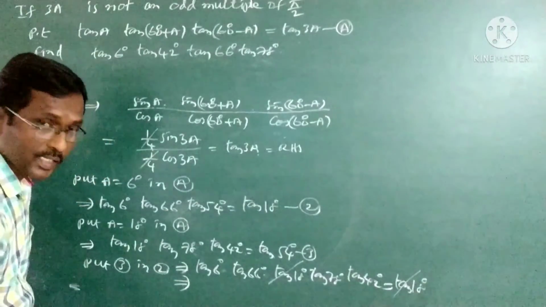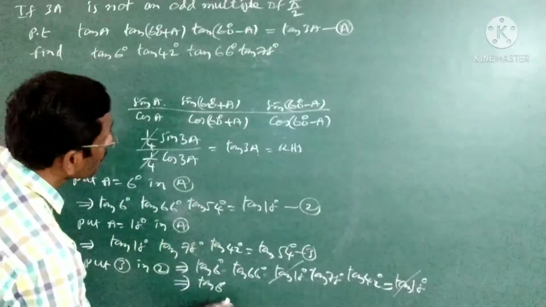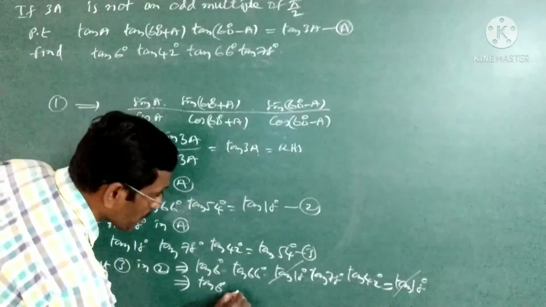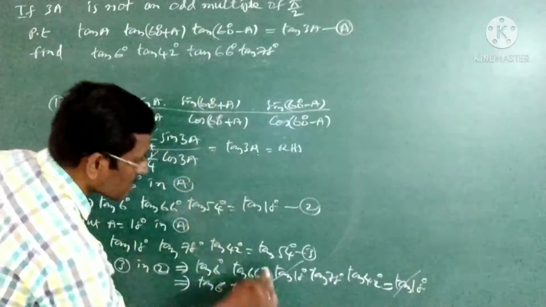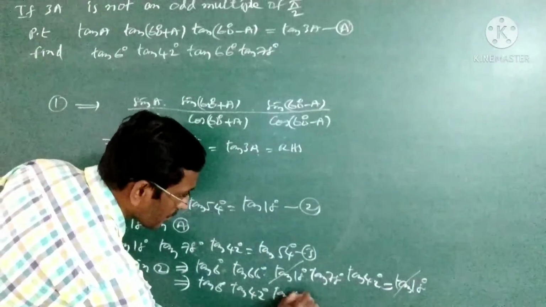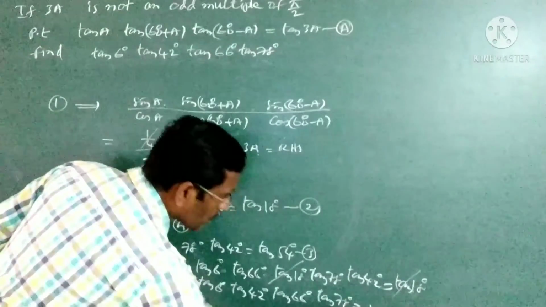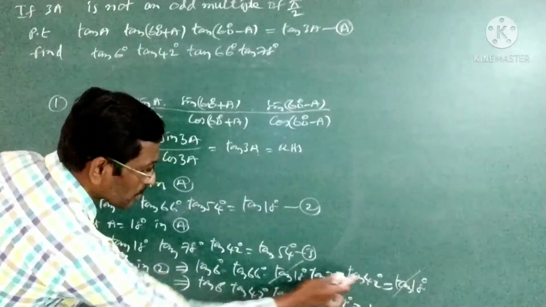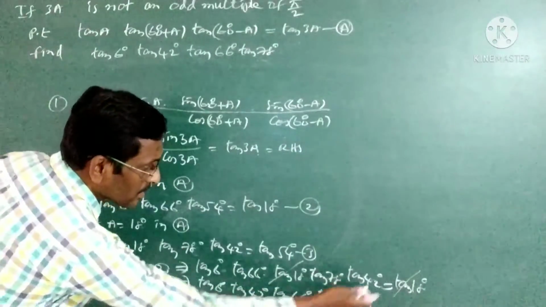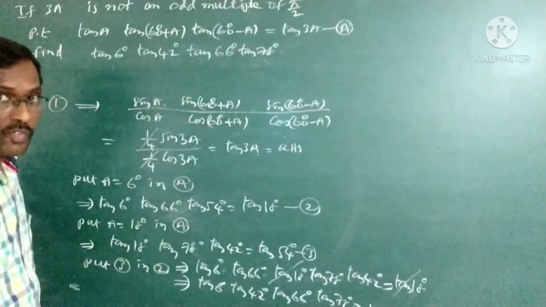This implies that tan 6 degrees, tan 42 degrees, tan 66 degrees, tan 78 degrees equals the value 1. All values we have: tan 6, tan 42, 66, 78. So no more value outside. So it equals 1. It is the solution for the problem.